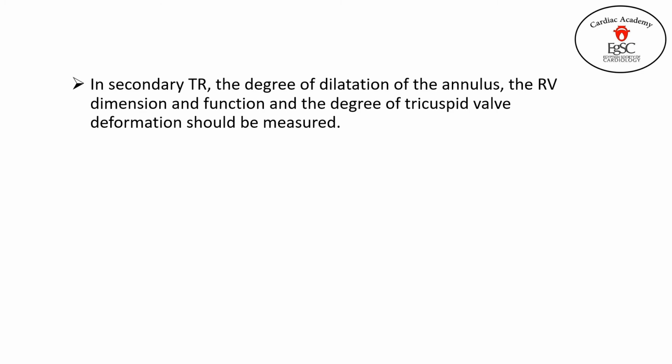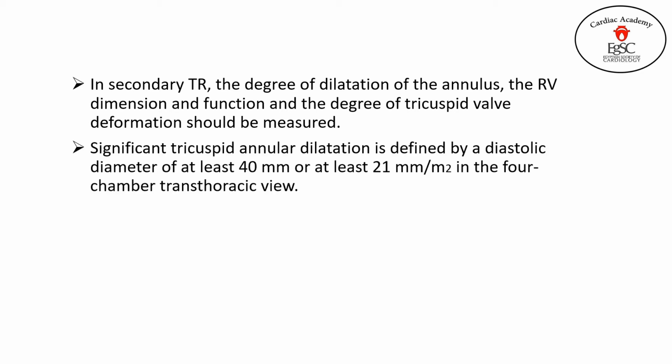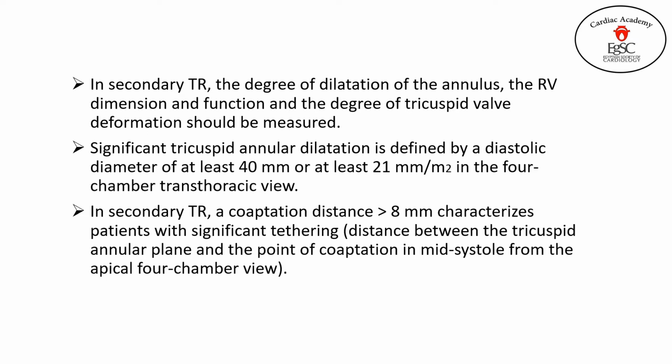In secondary tricuspid regurgitation, the degree of dilatation of the annulus, the right ventricular dimensions and function, and the degree of tricuspid valve deformation should be measured. Significant tricuspid annular dilatation is defined by a diastolic diameter of at least 40 mm or at least 21 mm per meter squared in the four-chamber transthoracic view. In secondary tricuspid regurgitation, a coaptation distance of more than 8 mm characterizes patients with significant tethering.